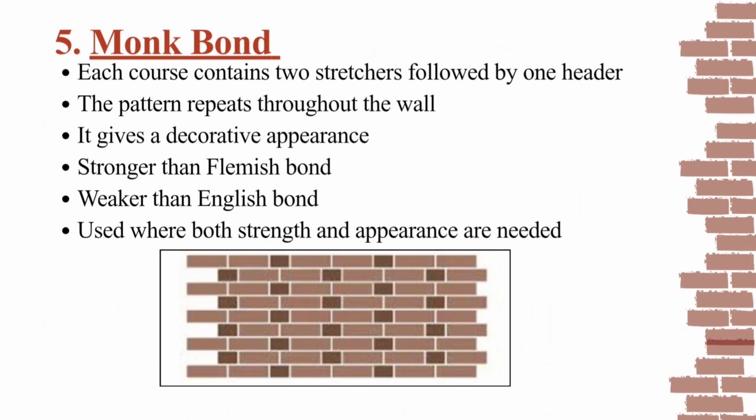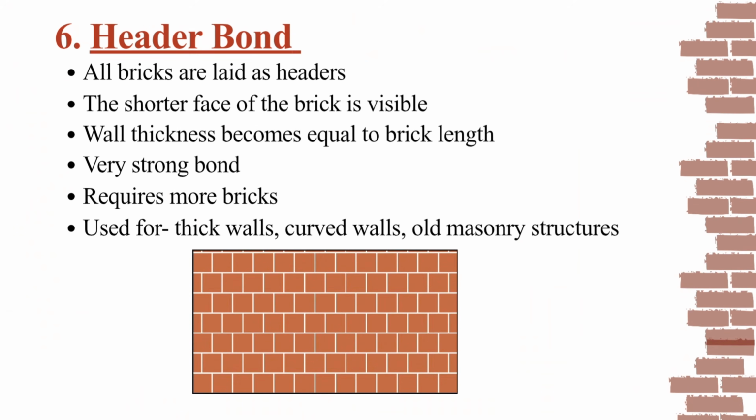Now we'll move towards the next type of bond, that is the header bond. In the header bond, all bricks are laid as headers and the shorter face of the brick is visible, because the shorter face is called a header and the longer face is called a stretcher. Wall thickness becomes equal to the brick length and it is very strong in bond. It requires more bricks and is used for thick walls, curved walls, old masonry structures and the like. This image clearly shows what the header bond means.